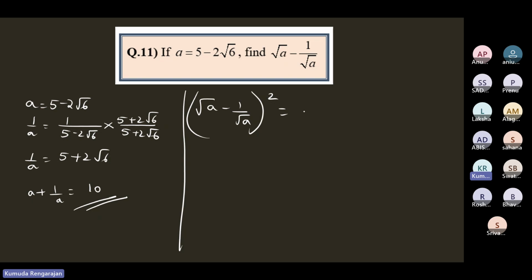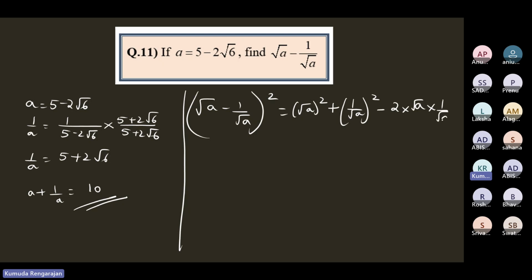It's of the form A minus B the whole square, right? What is A square? Root A the whole square. Correct. Then plus B square. What is B square? 1 by root A the whole square. Then minus 2AB. Minus 2 into root A into 1 by root A.